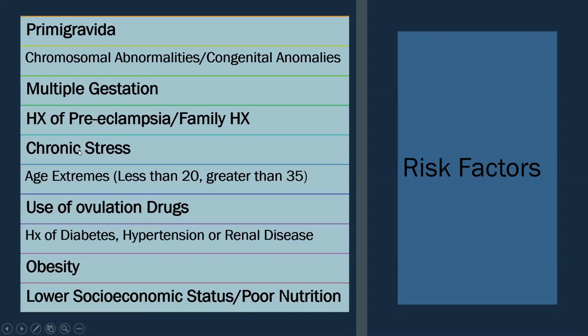Chronic stress is a risk factor. Extreme ages, less than 20, greater than 35. Use of ovulation drugs, which we do see more of. That is more commonplace. History of diabetes, hypertension, or renal disease. Obesity, this is a significant risk factor for developing preeclampsia. And then lower socioeconomic status and poor nutrition also contribute to the potential of developing this disease process.